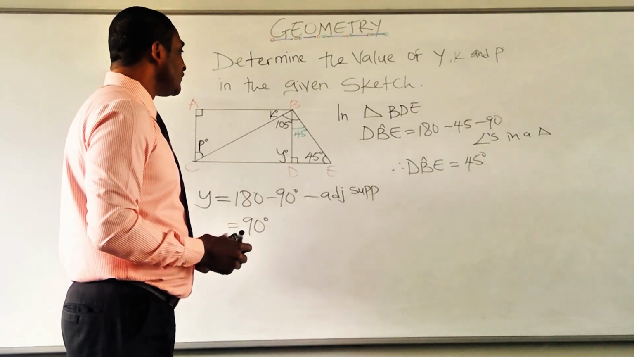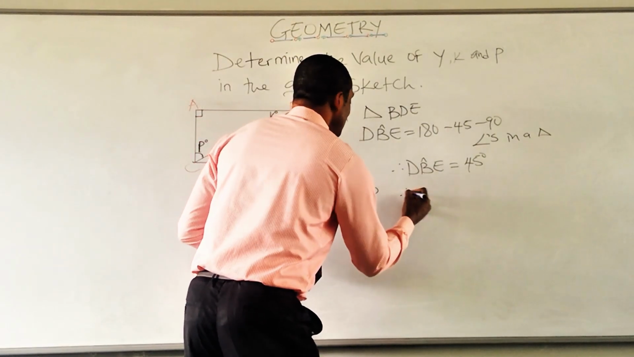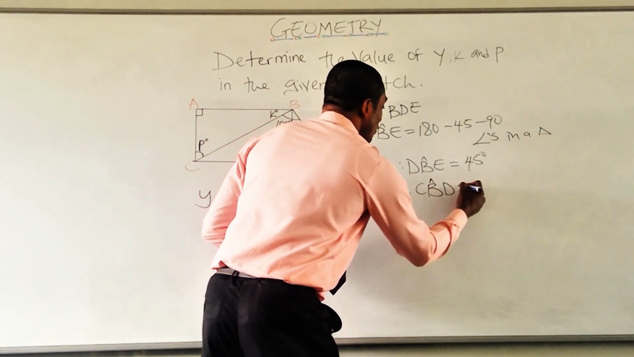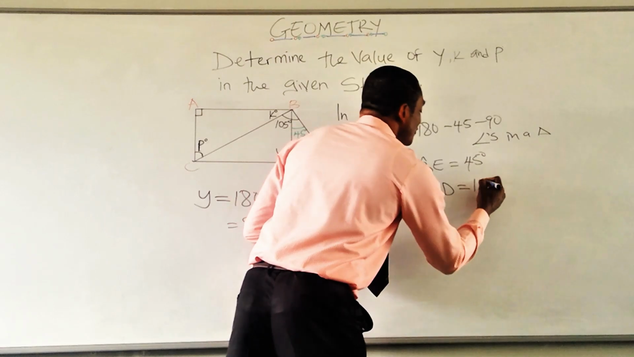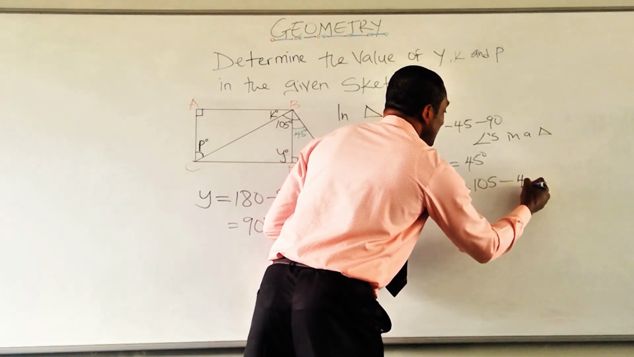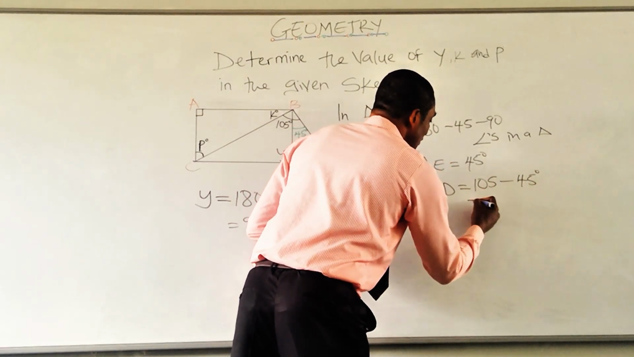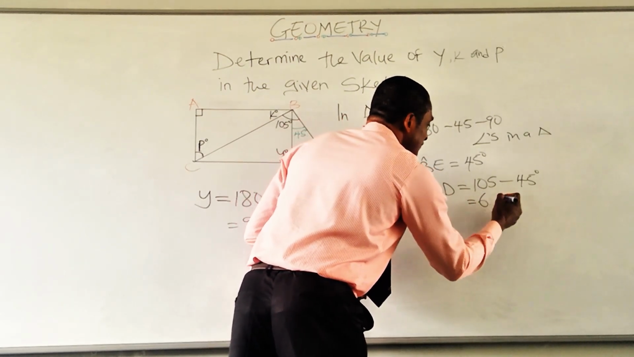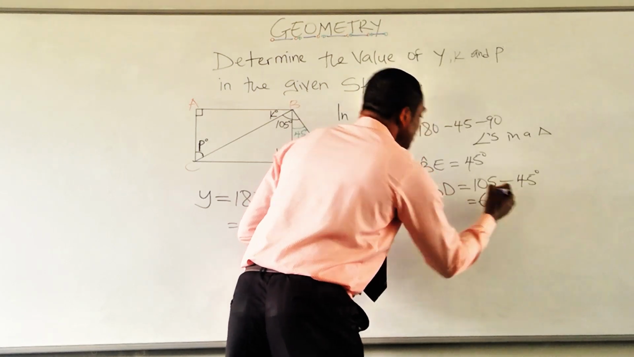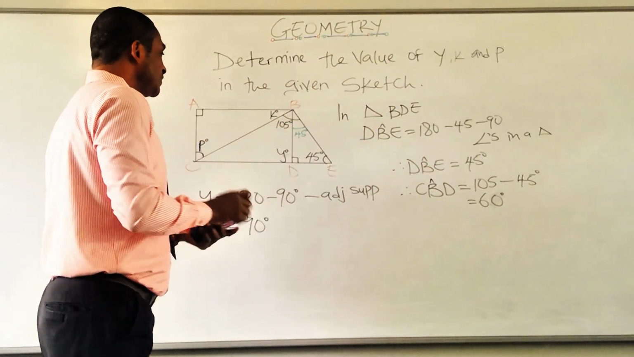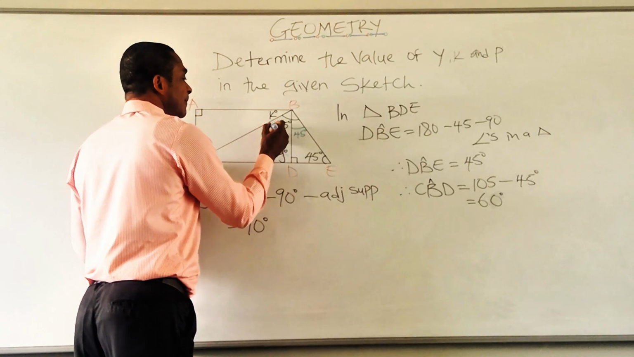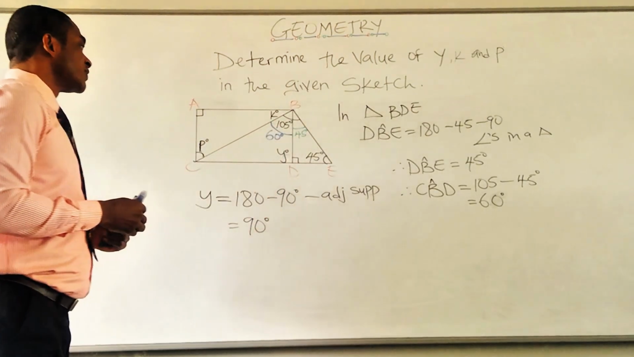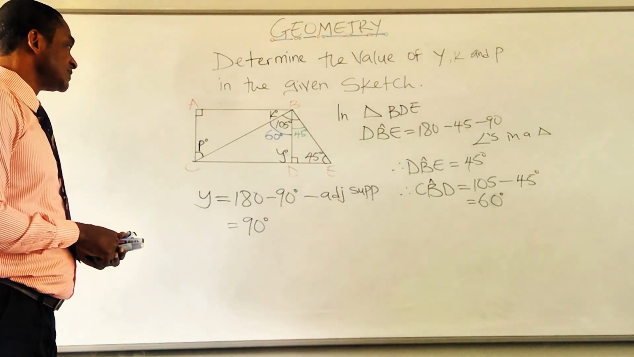If that is 45 degrees, then our CBD will be 105 minus 45. It was given. So we can write given, which gives us 60 degrees. So now we have this angle as 60 degrees. We have this angle as 60 degrees.